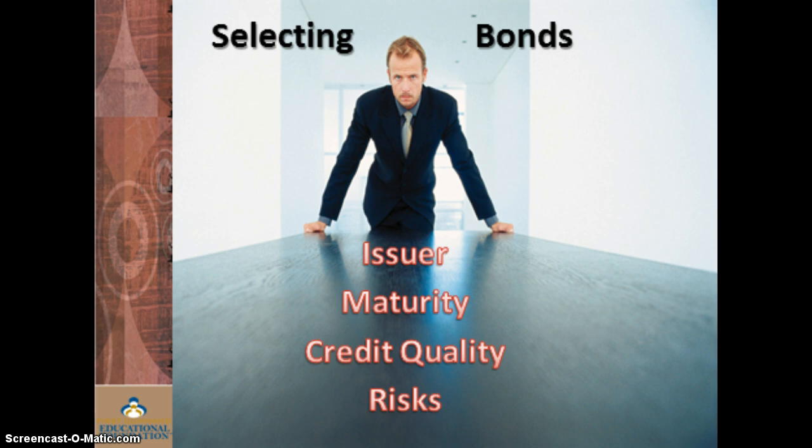Selecting bonds. Factors to consider before buying bonds. Issuer. Bonds are issued by the U.S. Treasury, U.S. government agencies, corporations, and state or local governments. The issuer affects the credit risk defined below, which in turn affects the price.